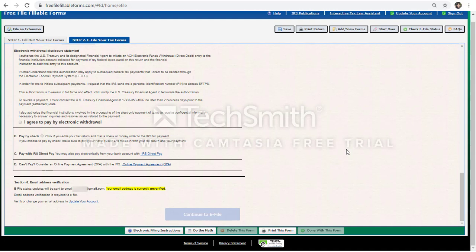I hope you found this helpful. Again, I'm not taking any liability for any of this. This is friendly advice. This is not professional tax advice. I'm just walking you through what I'm seeing on this particular tax form.